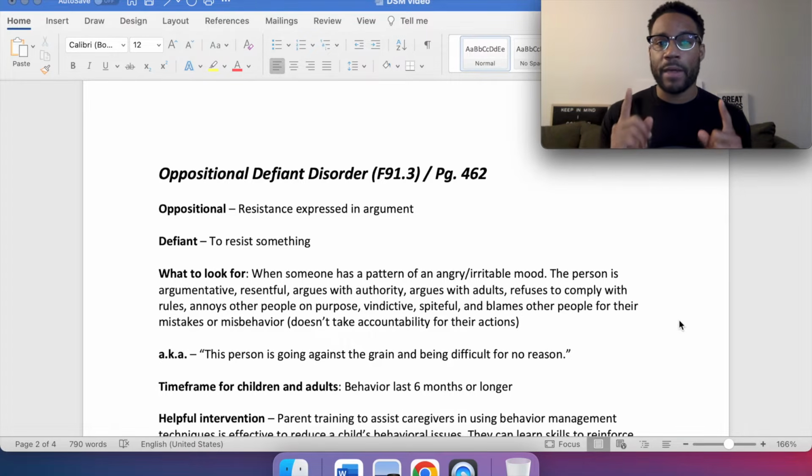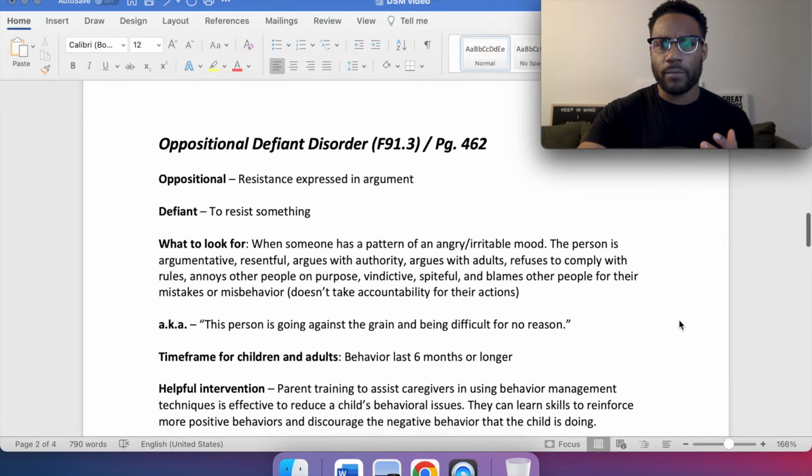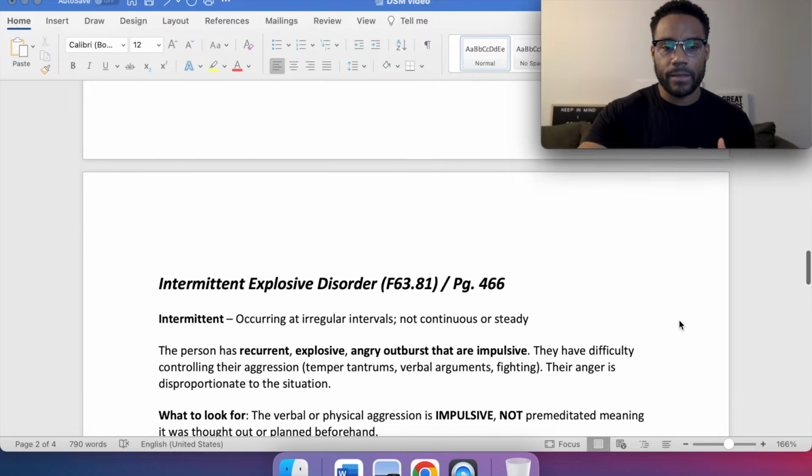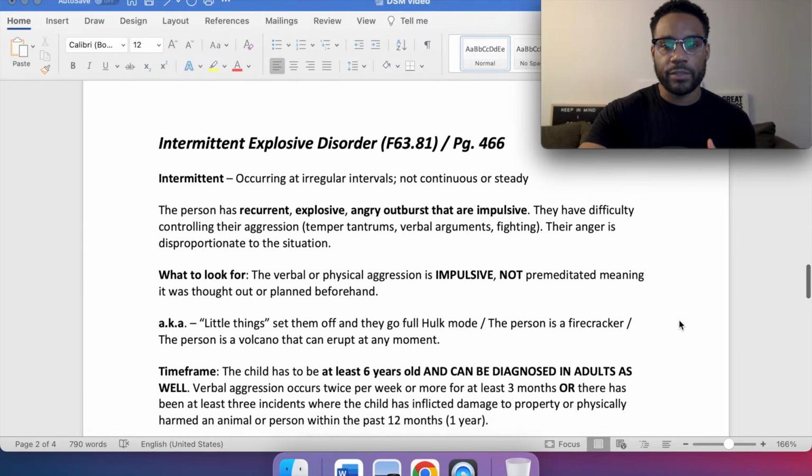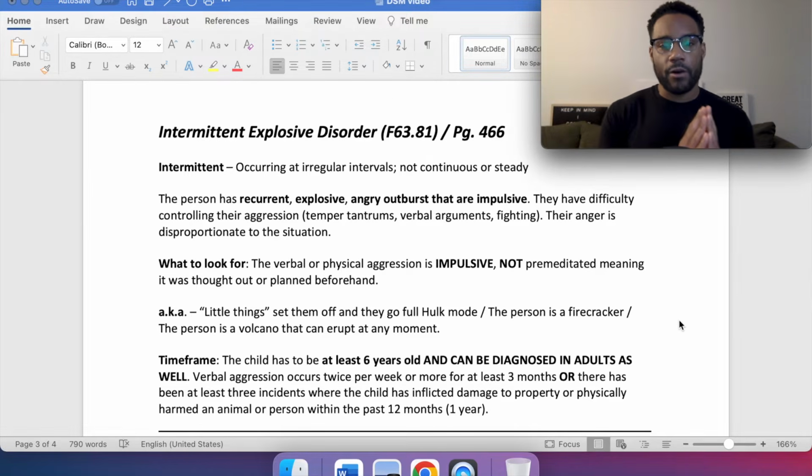But we can tell by the behavior that, okay, oppositional defiant disorder, they're going against the grain, they're bucking back against authority figures, right? But nothing against harm, physical harm or anything. Intermittent explosive disorder, there can be harm. There are anger outbursts. They're turning full Hulk mode, right? They have a very short fuse, very different, right?